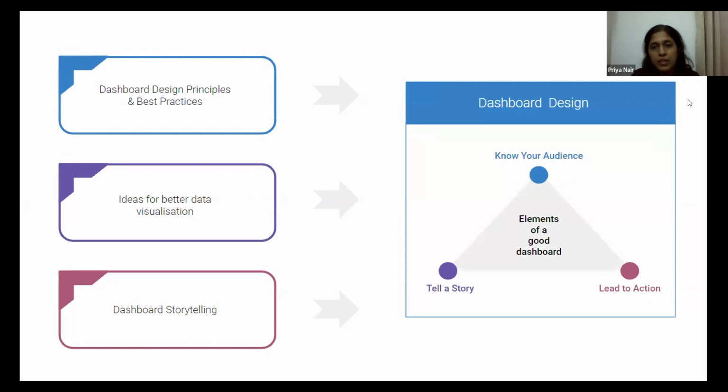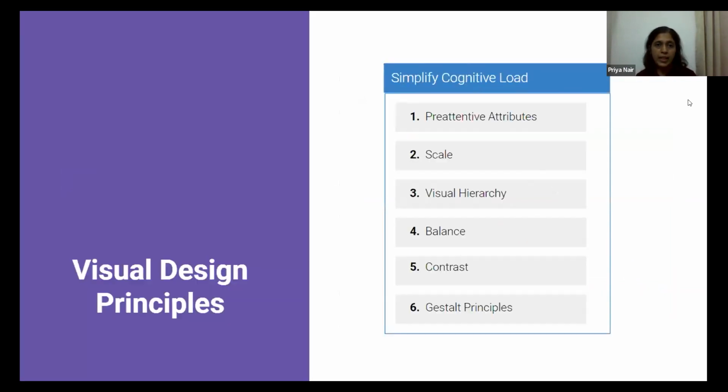And the three elements for your dashboard design which you have to keep in mind are: you have to know your audience, second is tell a story, and third is it should lead to action. These are the three key elements that your dashboard design should follow, right?